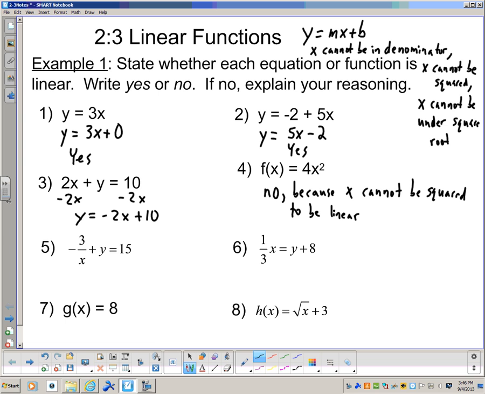This one over here, we could go ahead and move over the negative 3 over x to the other side by adding 3 over x. So I get y equals 3 over x plus 15. But again, it's not mx. X is down here in the denominator, and when I look at that form up there at the top, it says y equals mx plus b. So this is not linear, so no, it's not linear, because x is in the denominator.